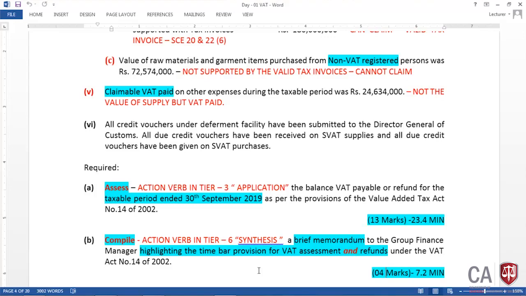What is the given format? That is a brief memorandum. Then the date, from, to, all these things should be in line. Then the action verb is "compile". What is the meaning of compile? Now see, compile is in tier 6, which is the synthesis tier, the last tier. See what high level the examiner is expecting from you all.